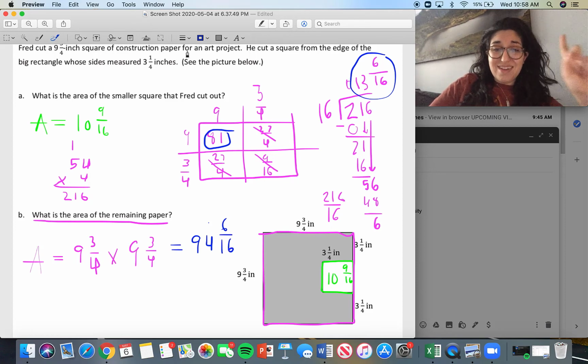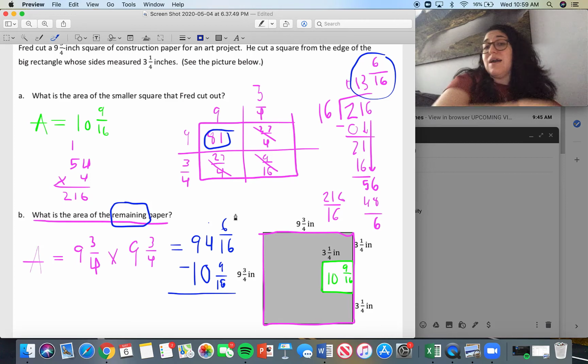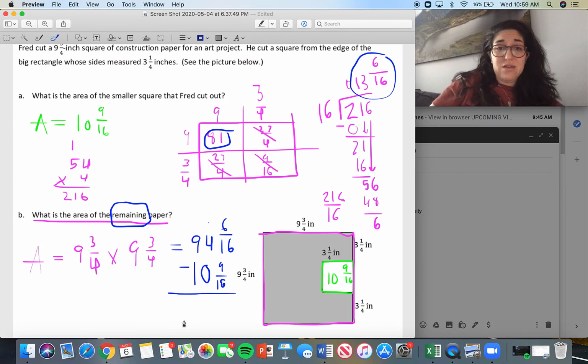But then, I am not done. It's asking for the area of the remaining paper, as in the paper after I take out the little square, or the 10 and 9/16. So now I need to subtract 10 and 9/16 from 94 and 6/16. Now, I can subtract 94 minus 10, and I'll get 84.